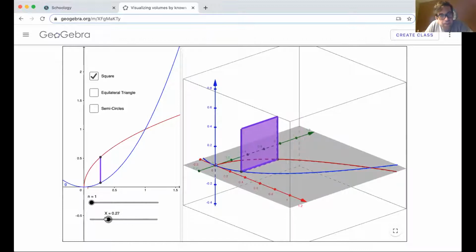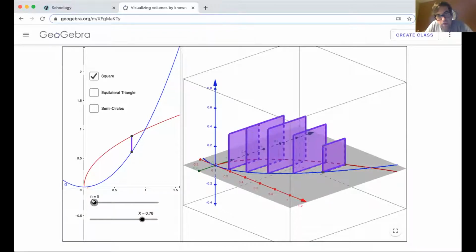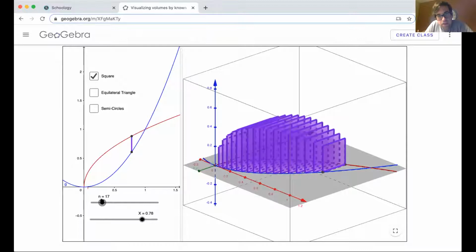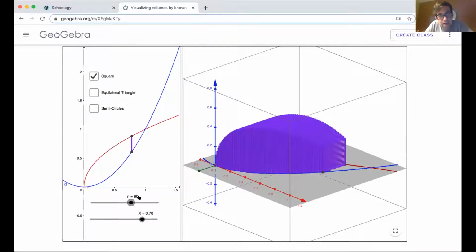So what happens is, if we add all of these squares together from here all the way to here, I can increase this dial and all of the squares start to appear. And what happens is we end up with a three-dimensional shape. It's not really a shape that we're very familiar with here.